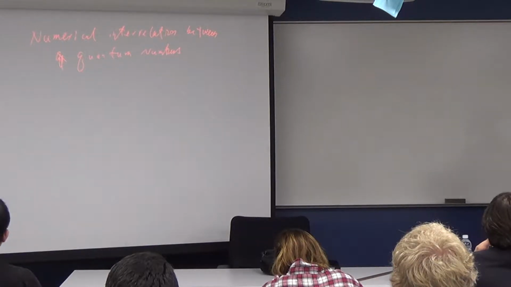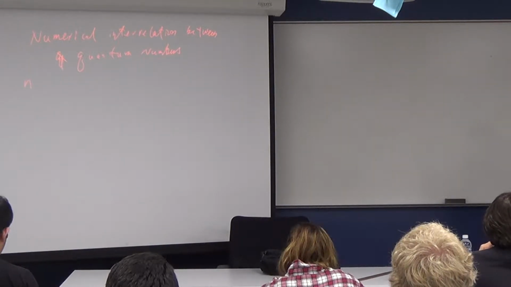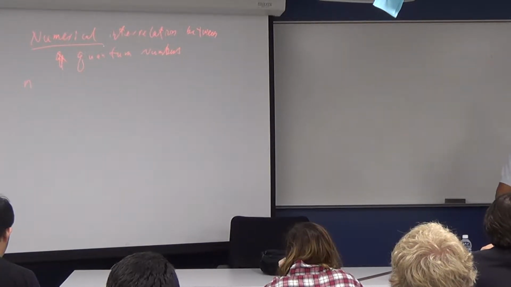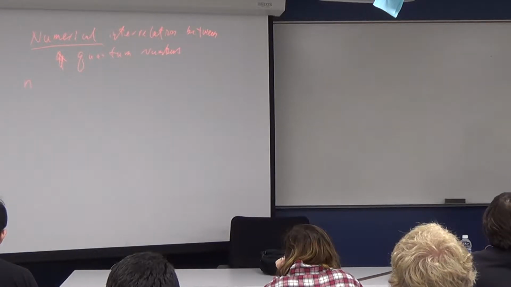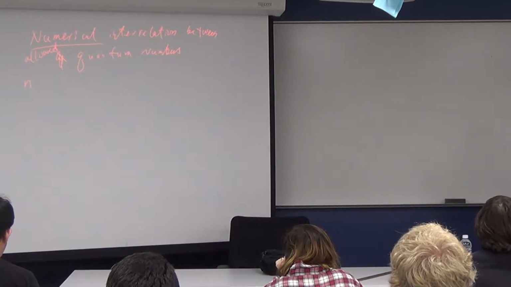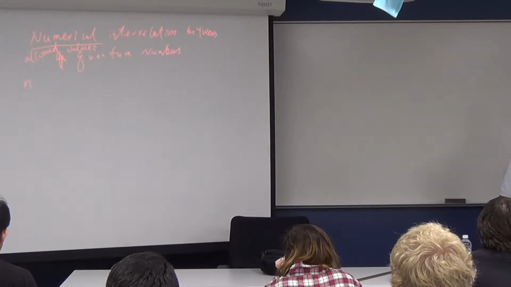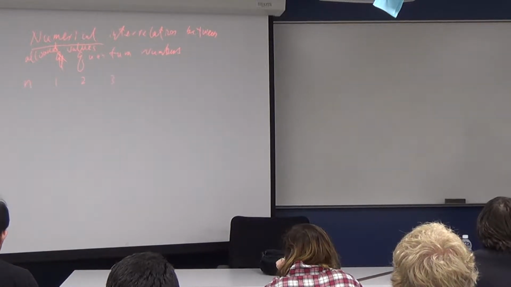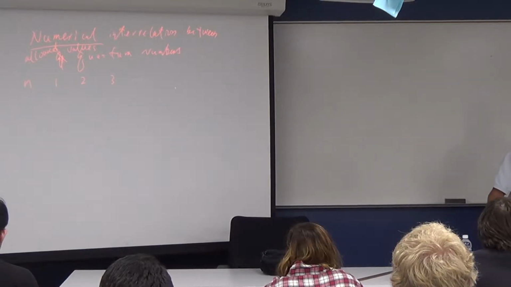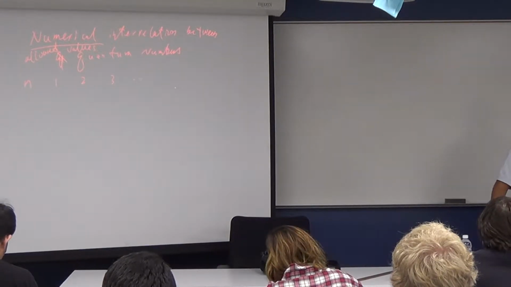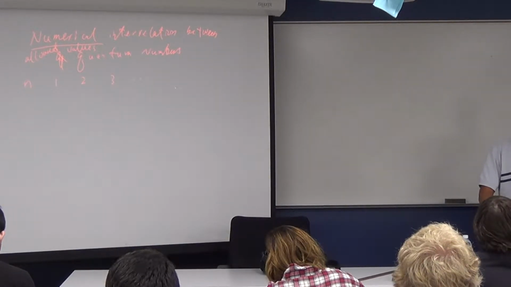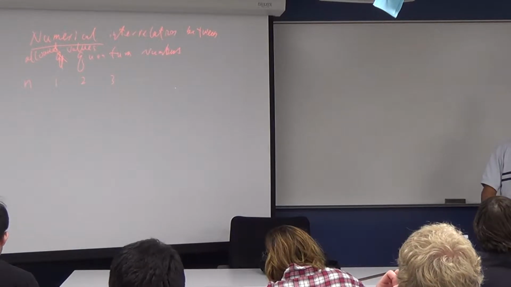So the first quantum number is n. We first see what the allowed values are. The allowed values for n are 1, 2, 3, and so on. Any integer larger than or equal to 1 is a good number. So 1, 2, 3, 4, 5, 6, 7, and so on.